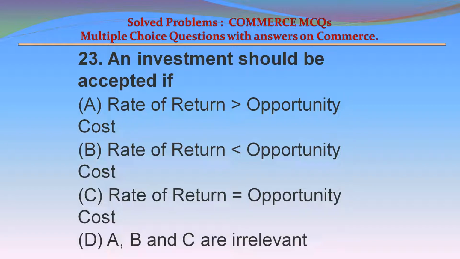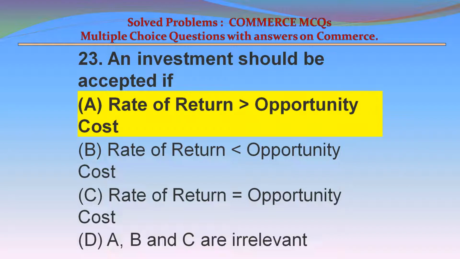23. An investment should be accepted if: Option A, rate of return is greater than opportunity cost. Option B, rate of return is less than opportunity cost. Option C, rate of return is equal to opportunity cost. Option D, A, B and C are irrelevant. Answer A, rate of return is greater than opportunity cost.